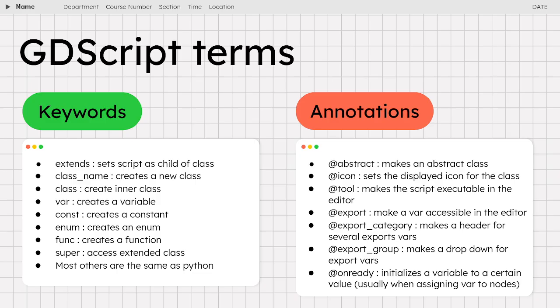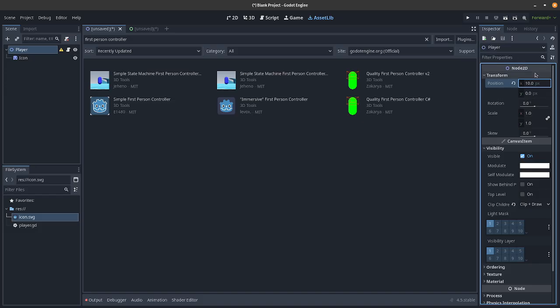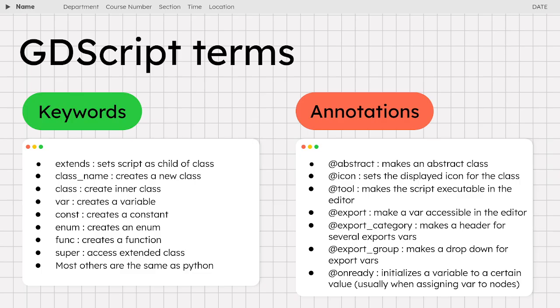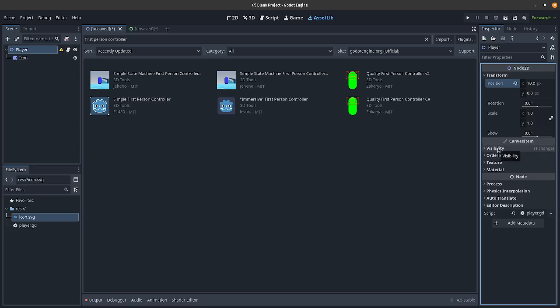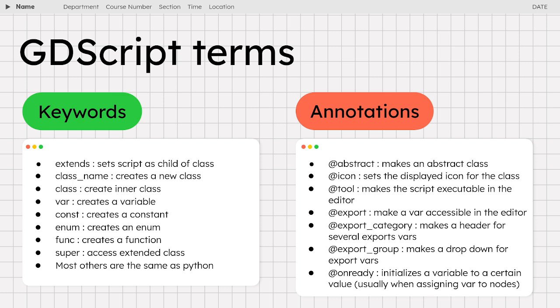Export category, that is the little header things up here. They're usually used when you're making a whole new class, so they'll be used with class name a lot. And then export group, that is the drop-down menu, like this visibility one, just a group of variables. So if you're ever making something like these where you're going to be sharing them a lot, it's just easier to use if you organize them instead of just having a long list.